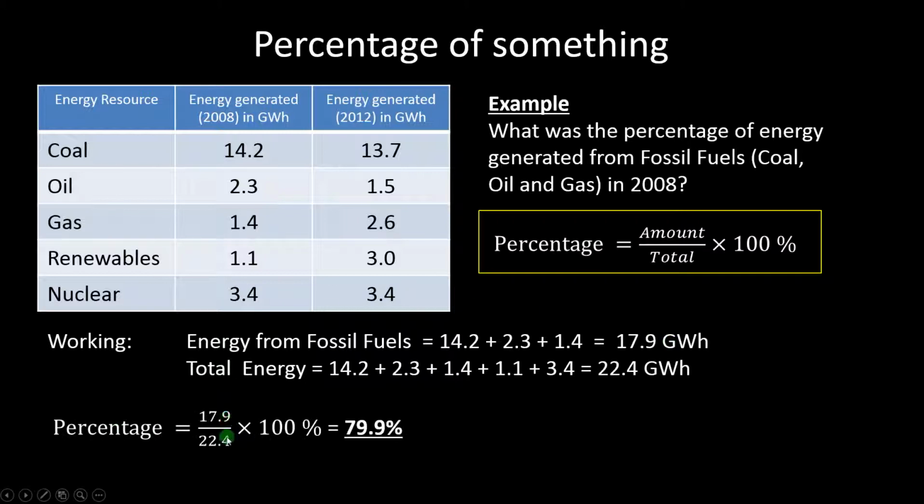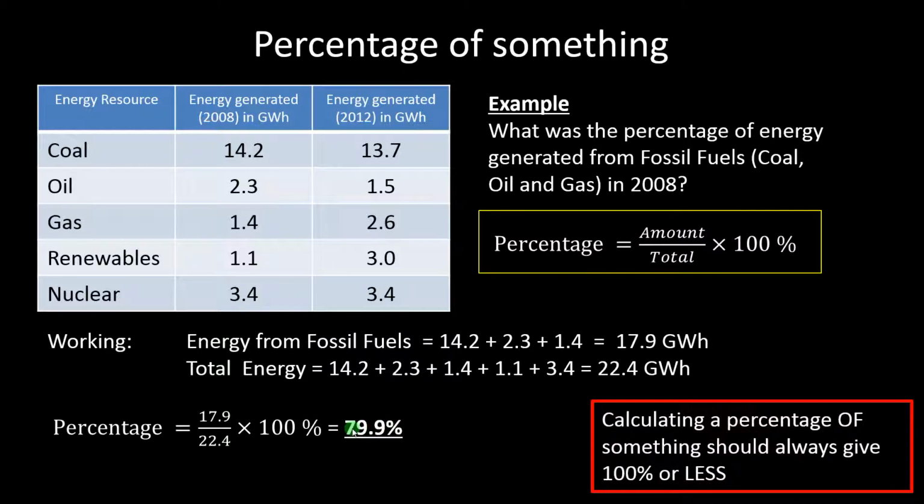So when we do that, there's our percentage, and we get 79.9%. Okay? So whenever you're calculating a percentage of something, it's useful to remember that you should always get 100% or less. You can't have more than 100% of something. Okay? So that's a good check to make sure you haven't done anything silly like put the numbers the wrong way up. Okay, if you're doing percentage of, it should be less than 100% or equal to 100% if it's the whole thing.